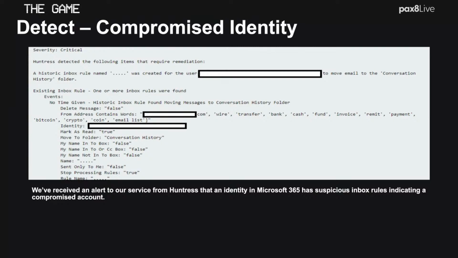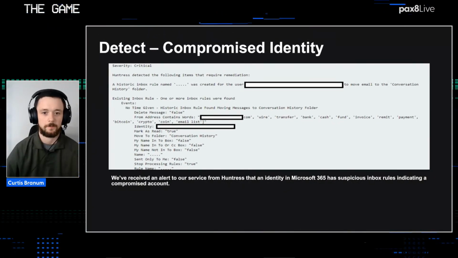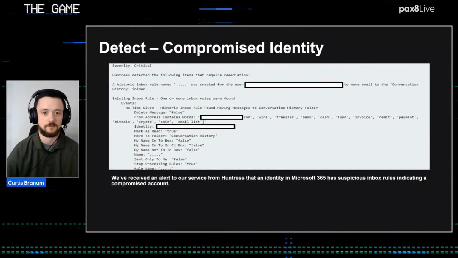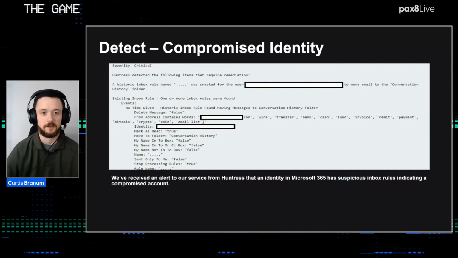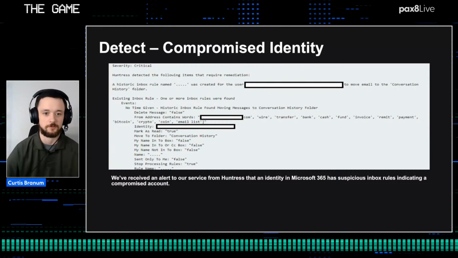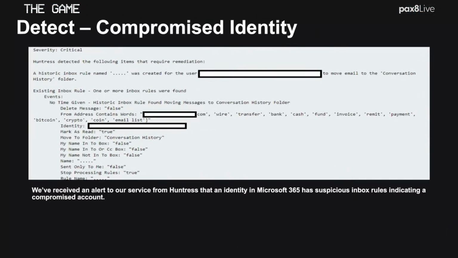Huntress detected, and I guess to take a step back even further, Huntress sent an email to our service desk. It created an incident ticket, and then our service desk inbounded the ticket and is digesting the detection. So Huntress here is basically saying, hey, we found a historic inbox rule that was created for a user to move emails to the conversation history folder.